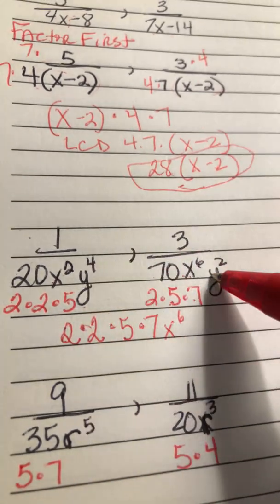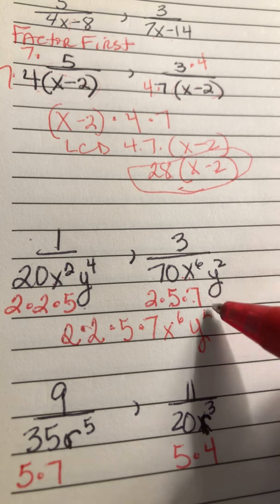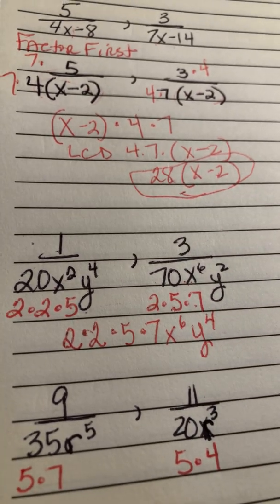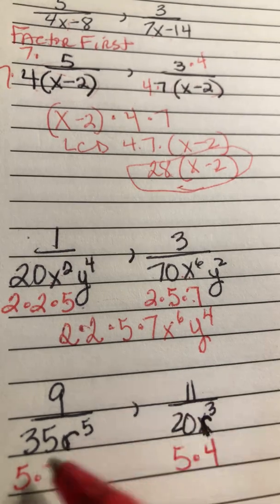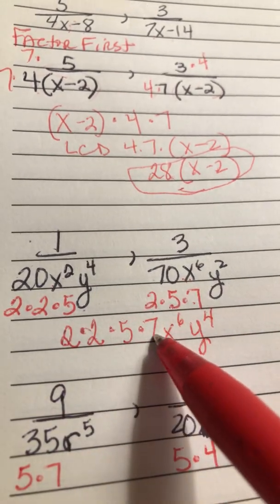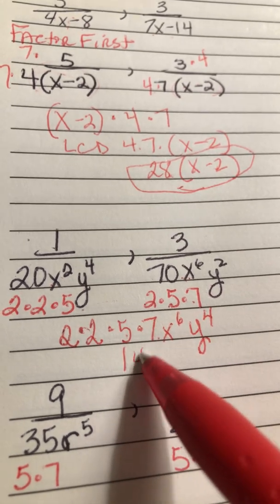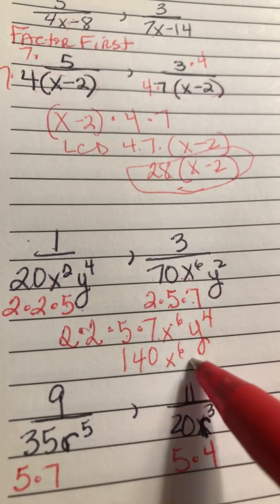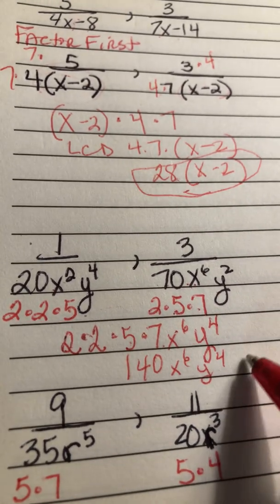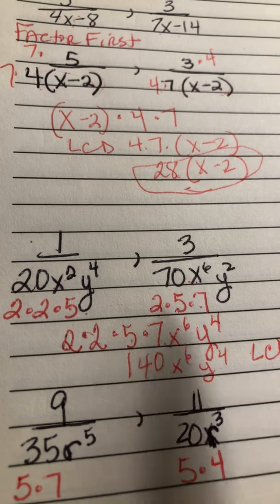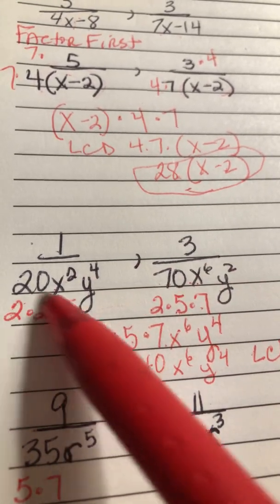And then y to the 4th is what we could make these two have in common. So we would say the least common denominator for this one then is 2 times 2 times 5 times 7. So basically it's 4 times 35. So it'd be 140 x to the 6th, y to the 4th. That's the least common denominator. It's a collection of everything that you have and only repeat something if it's repeated within the same set.